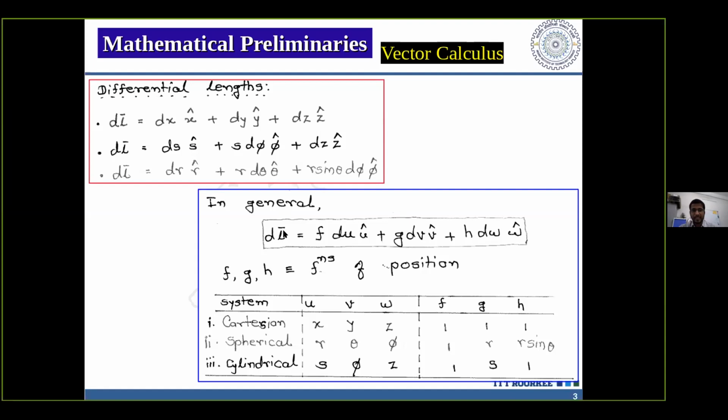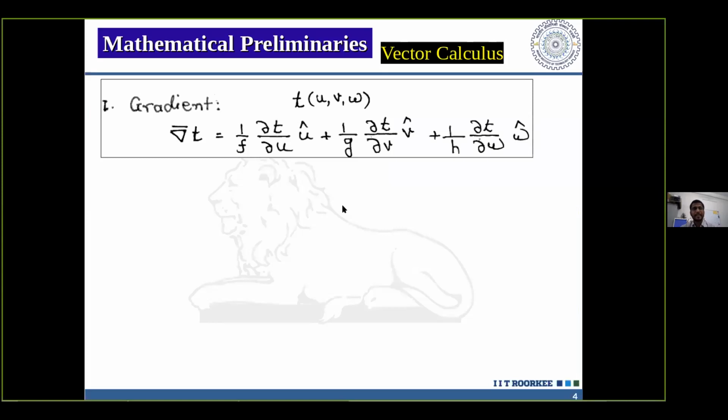Now if I compare all these three differential lengths with this, I can come up with a table. This table and four formulas are sufficient to remember all the 12 formulas. You don't have to really remember this table, you can do it in just 30 seconds. Once we know this, we can write the gradient of a scalar T, which is a function of any general coordinates u, v, w, in this way. If you remember this formula, you will be able to write the gradient in any coordinate system.